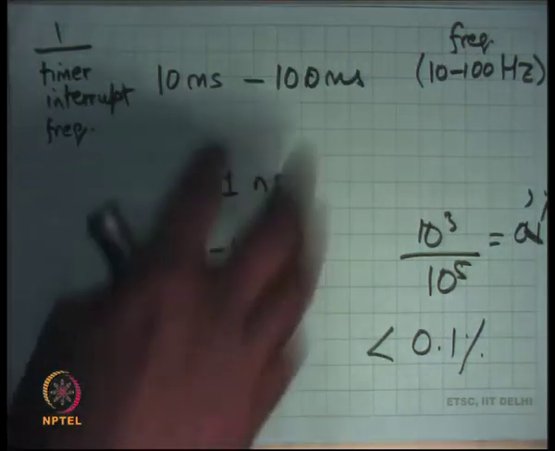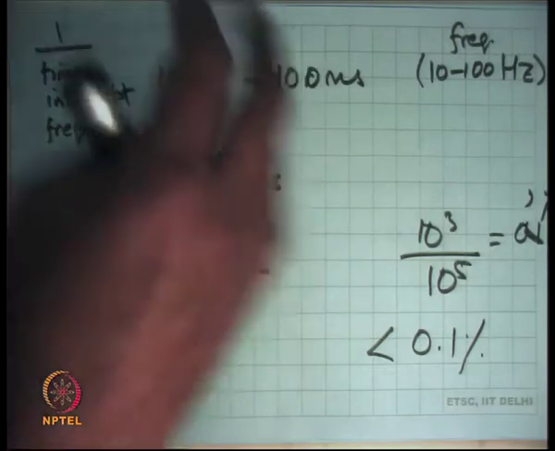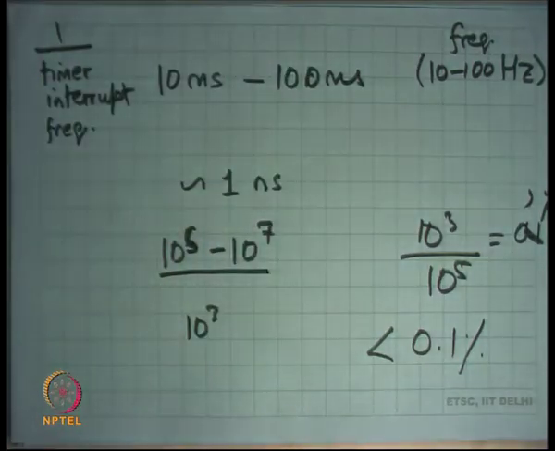In fact, you can safely decrease the timer interrupt interval from 10 milliseconds to even 1 millisecond and still not see any overhead, right? But there is no real advantage of doing that, and exactly what other factors go into deciding the timer interrupt frequency we are going to discuss as we go along the course.